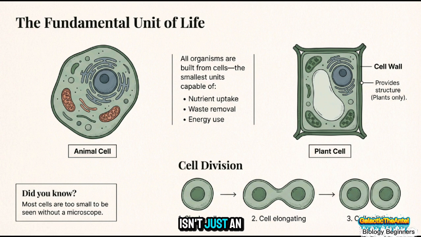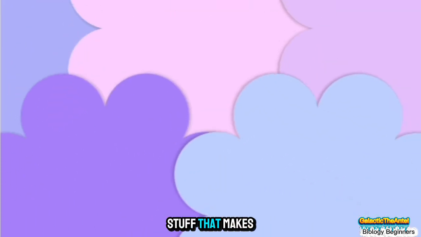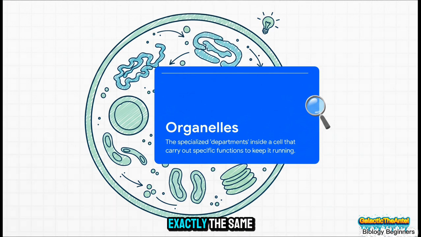Now, a city isn't just an empty box, right? It's got different departments, infrastructure, all that stuff that makes it work. A cell is exactly the same. It's filled with these tiny structures called organelles, and each one has a very specific job that it's got to do to keep the whole city alive and running.